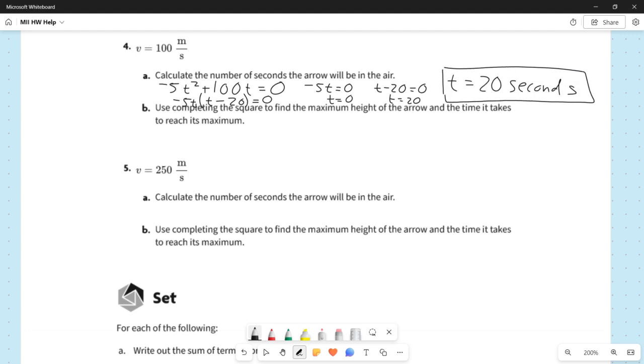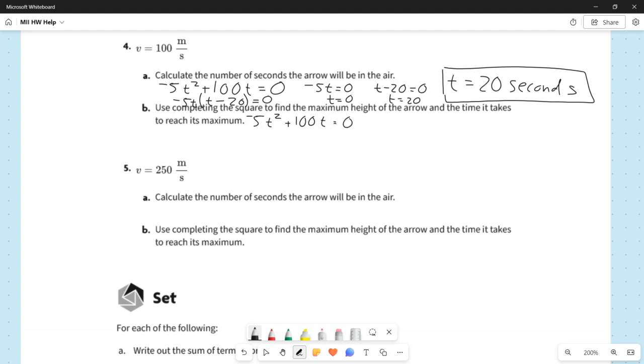So that's our answer for 4A. For 4B, the directions explicitly say, use completing the square to find the maximum height of the arrow and the time it takes to reach its maximum. So we are going to start with the same initial equation. We're going to start with negative 5t squared plus 100t equals 0.